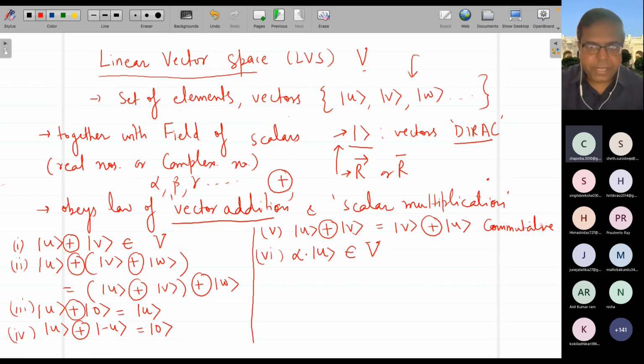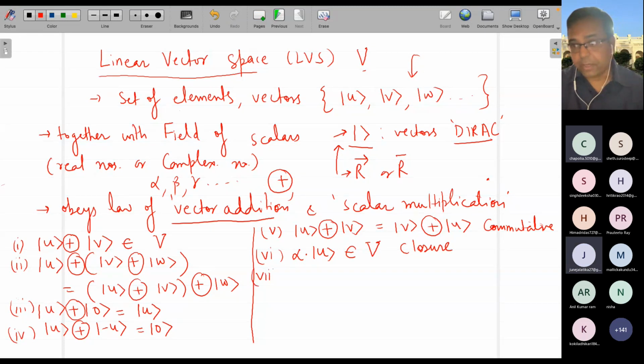And if I am multiplying any vector with any scalar, then that also remains in the same space. This is, by the way, something we call closure. So, property 7. Yes, so what is the difference between a linear vector space and a Hilbert space?